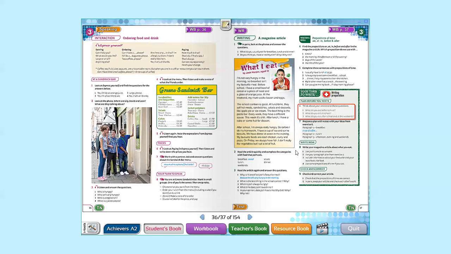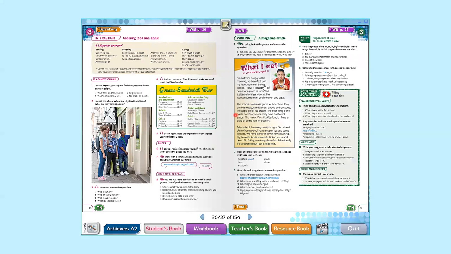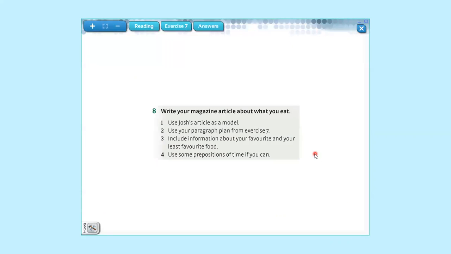What exactly do you talk about in these 3 paragraphs you have here? You have the 3 paragraphs that you are going to write, okay? Attention, what do you have to do in this case, please? In paragraph number 1, you talk about the breakfast, paragraph number 2 about the lunch, and paragraph number 3 about afternoon and evening weekends. Did you see? This is the model that you are going to use, and here you have all the descriptions.